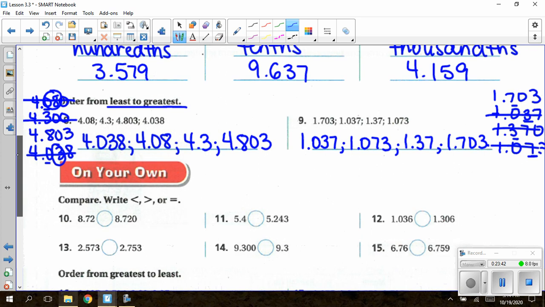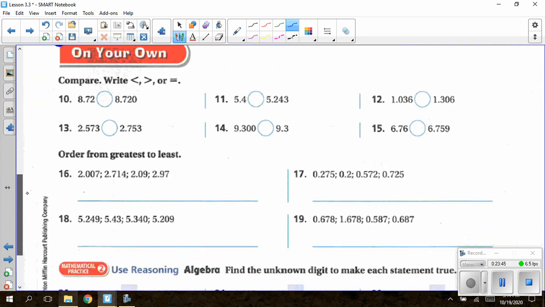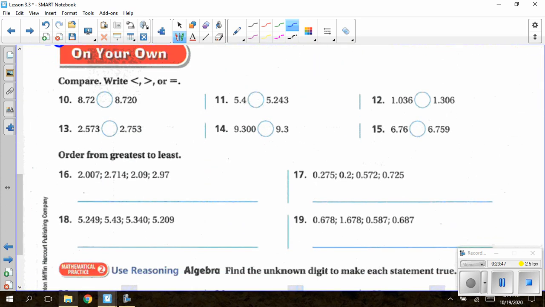So at this point, you can pause it, and then when you do 10 through 19 on your own, you can then turn it back on to check, compare your answers with mine. So for number 10, after lining up both decimals, I do notice that they are equal to each other. If I add a 0 to the 8 and 72 hundredths, it would be the exact same thing as 8 and 720 thousandths.